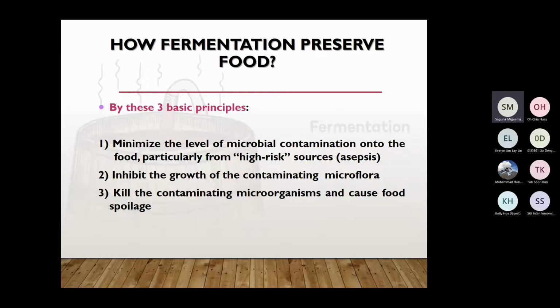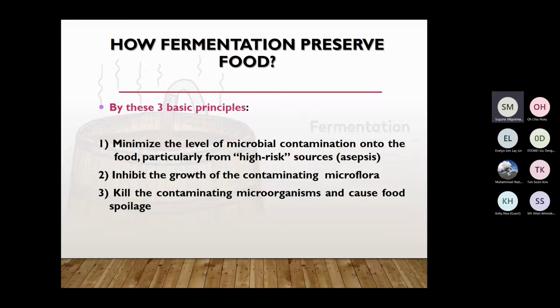So fermentation is basically done by good bacteria. Then we need to know how fermentation preserves food. As scientists, after a long study, they came out with three basic principles that even until today we are following. Principle number one: the fermentation process minimizes the level of microbial contamination. Just to help you understand, among microorganisms there are good bacteria and also bad bacteria. Usually the fermentation process minimizes the level of microorganisms, especially those from high risk sources, for example E. coli, or Clostridium botulinum, or Bacillus cereus, which is always related to cereal kind of products.